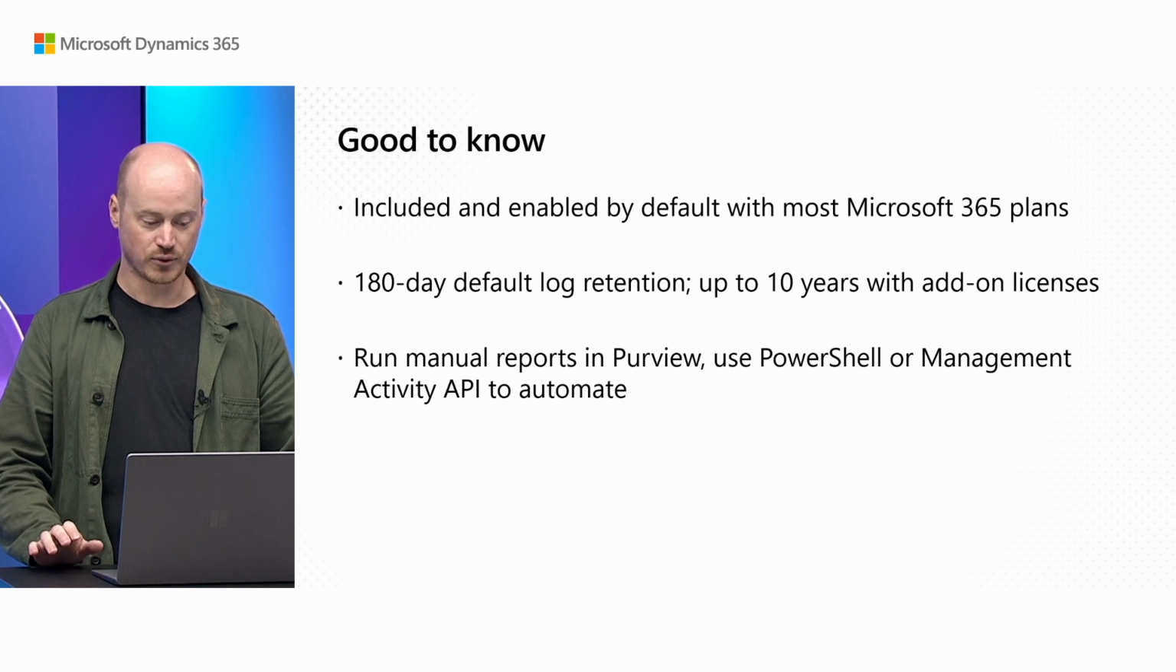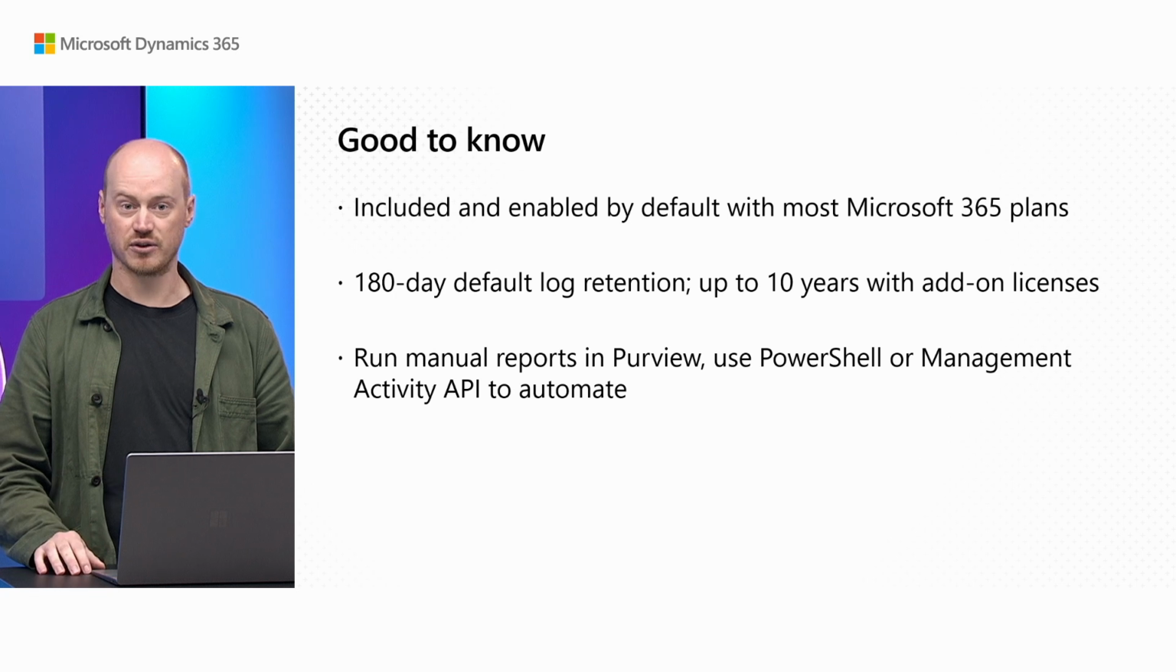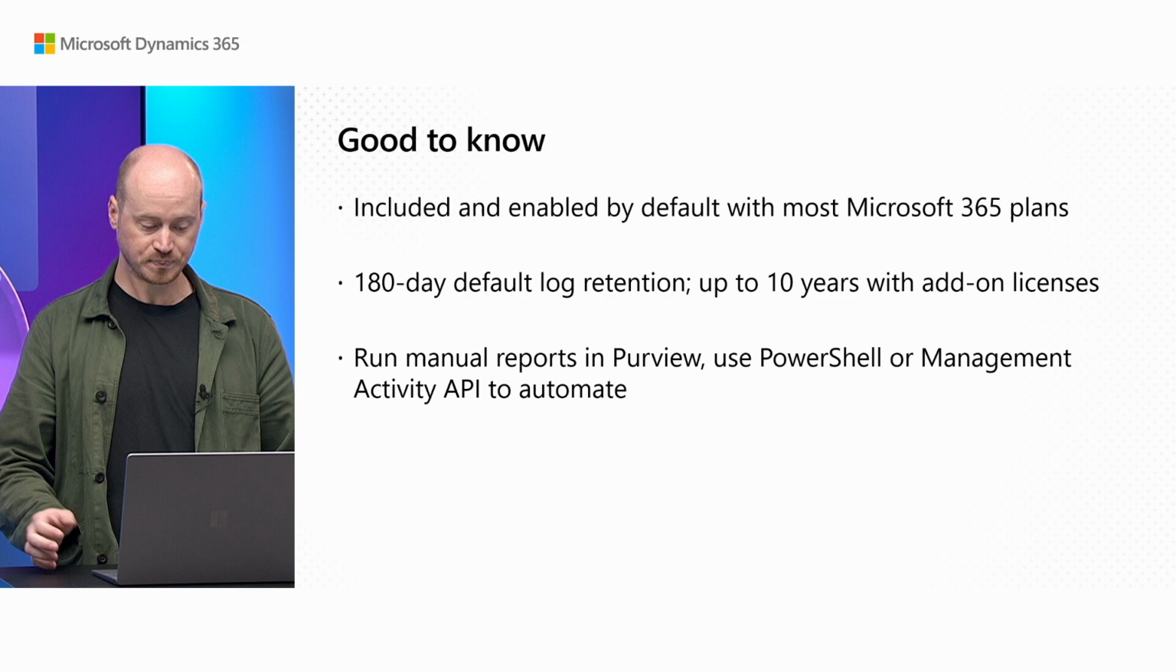By default, Purview retains the logs for 180 days, but by purchasing add-on licenses or with specific Microsoft 365 plans, you can extend this up to 10 years. The easiest way to get to Purview events is in the Purview portal, where you can run manual reports, as I've just shown you. But for more advanced needs, you can use PowerShell or the Management Activity API to automate.